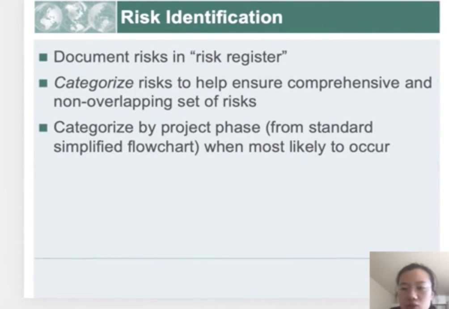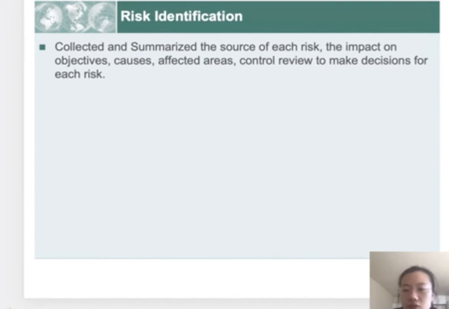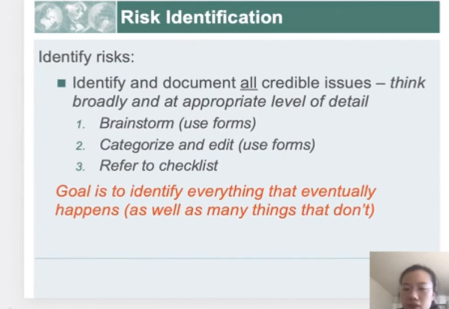We document risks in the risk register and categorize risks to help ensure comprehensive and non-overlapping sets of risks. Categorize by the project phase where they are most likely to occur. We collect and summarize the source of each risk, the impact on objectives, costs, affected areas, and control review to make a decision for each risk. Identify risks.